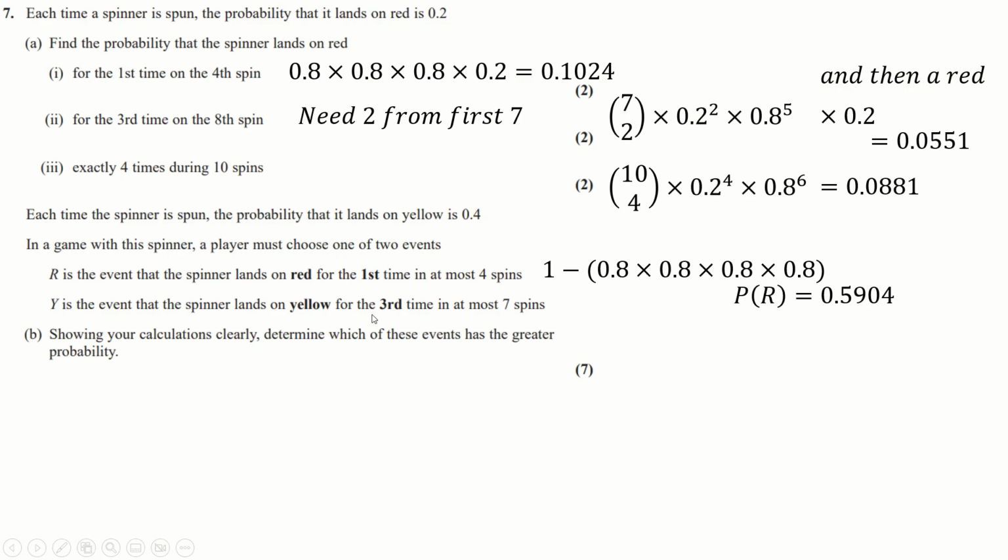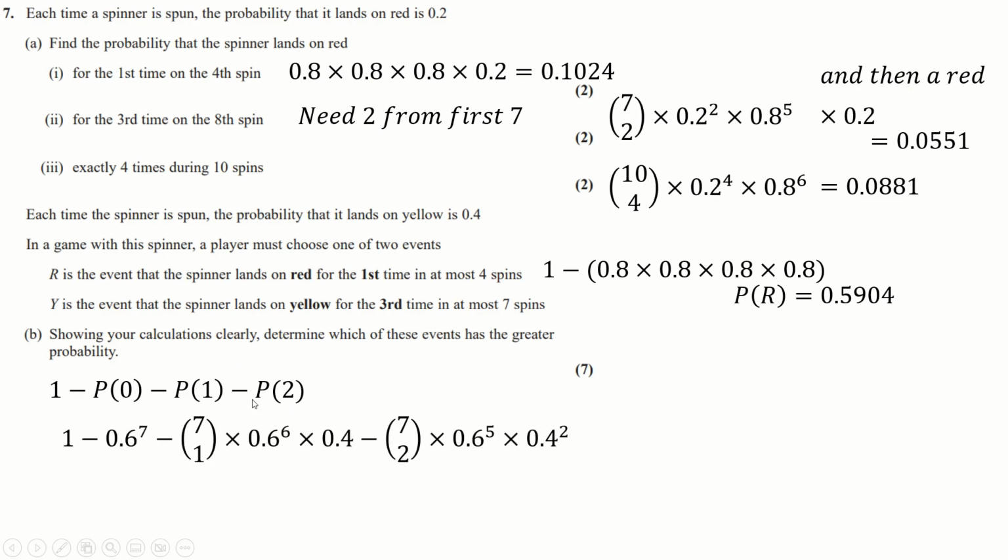And then yellow for the 3rd time in at most 7 spins. I'm going to do something very similar here. I'm just going to say to get yellow 3 times in at most 7 is just 1 minus the probability of getting none of them, minus the probability of getting 1 of them, minus the probability of getting 2 of them. That leaves me with all the cases where I have at least 3 in those 7 spins. So, well, okay, P of 0 is just 0.6 to the power 7, because I'm trying to dodge yellows, right?